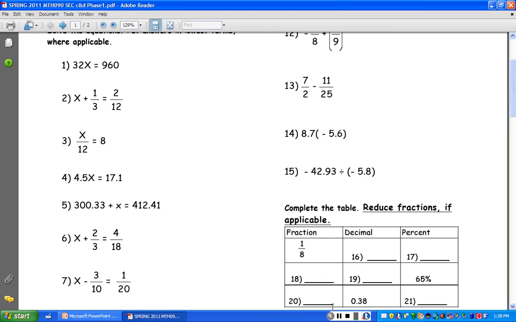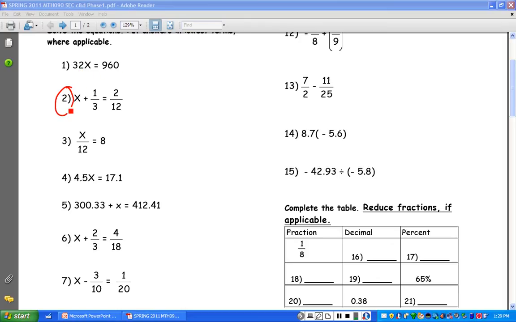Now, let's choose number 2 first. I'm doing this because number 1 is pretty simple. If you look at it, how can we get x by itself? We've got 32 times x. You do the opposite, the inverse of multiplication. You would divide both sides by 32.